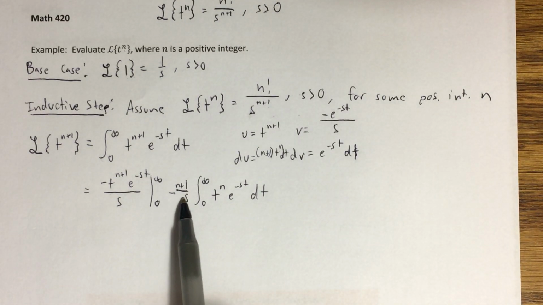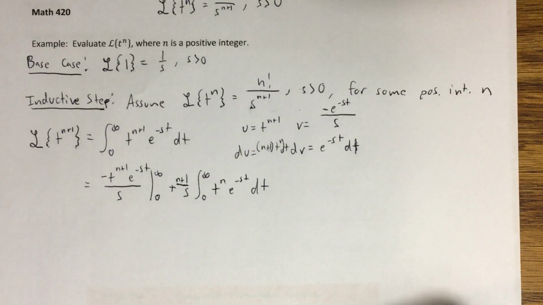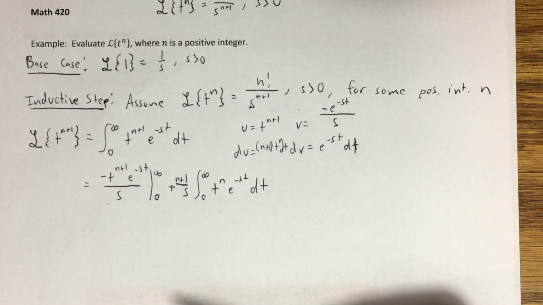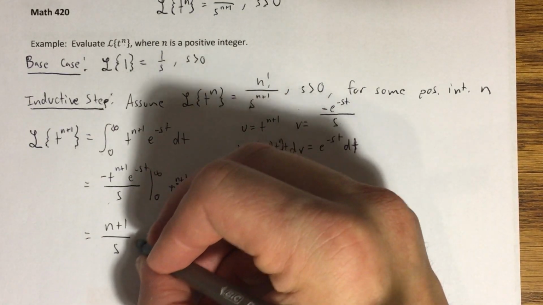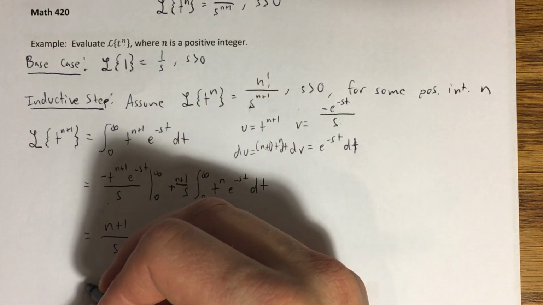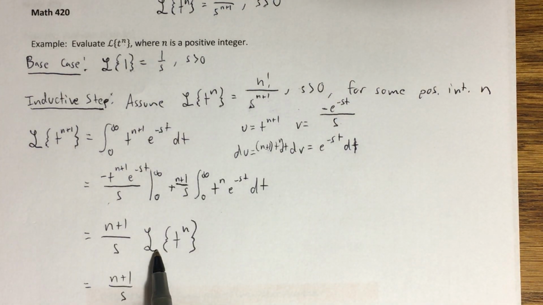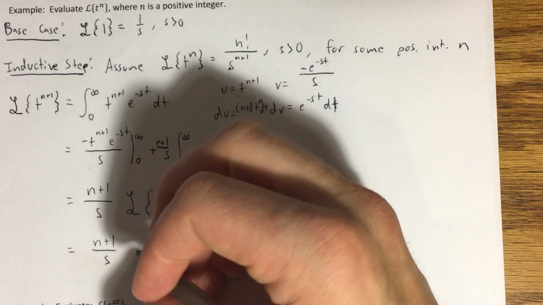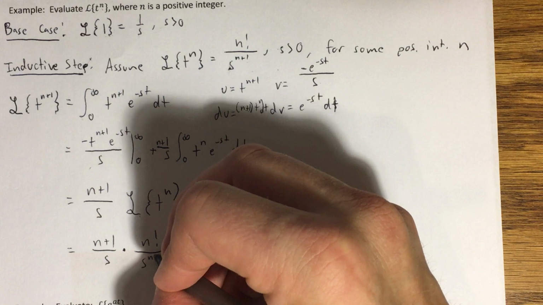And I have this little factor that I pulled out, and actually the minus will become a plus because I'm going to pull that negative out with it. So this guy goes to 0. This thing right here is the Laplace transform of t to the n. So this is equal to n plus 1 over s times the Laplace transform of t to the n, and since we've already made an assumption about what this is equal to right here, this is equal to n factorial over s to the n plus 1.